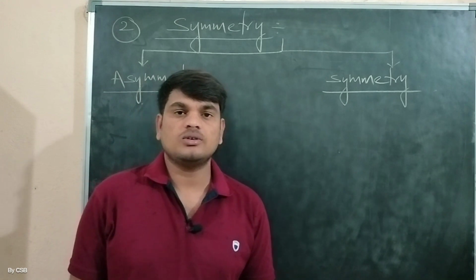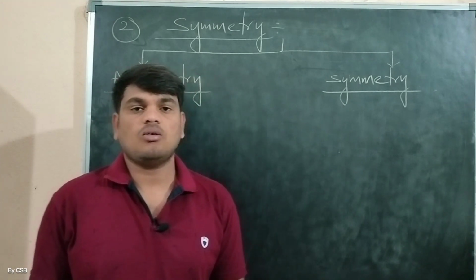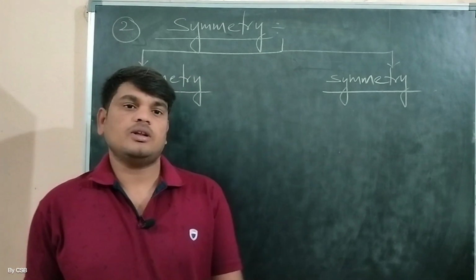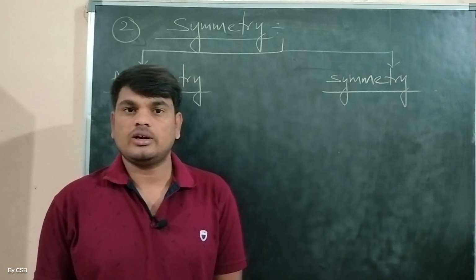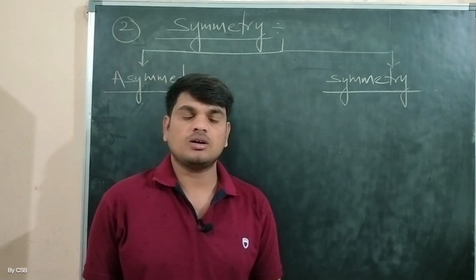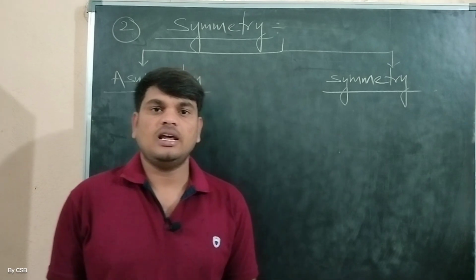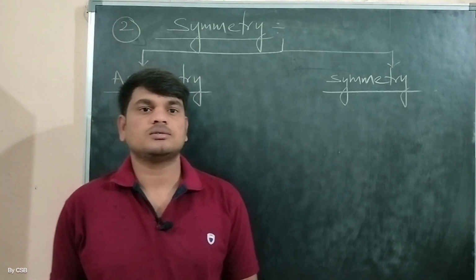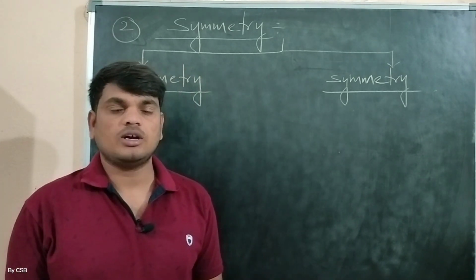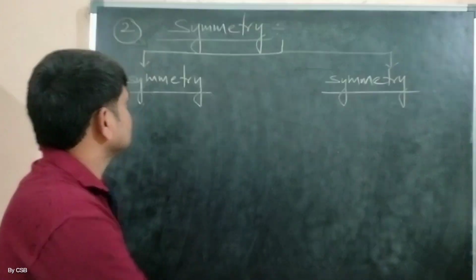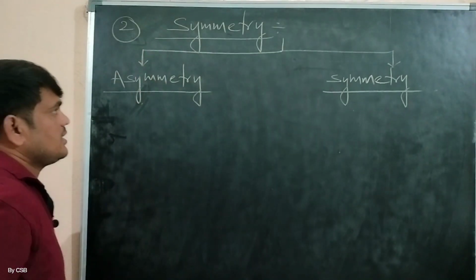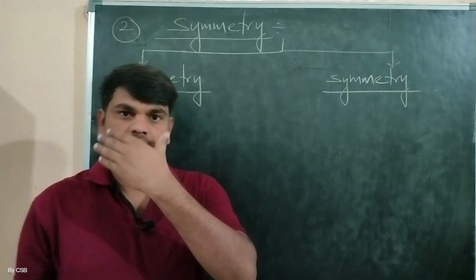So today we are going to discuss the second aspect. I have already given some of the aspects. We completed the first aspect, that is, levels of organization. Now what about the second aspect? The second one is symmetry.